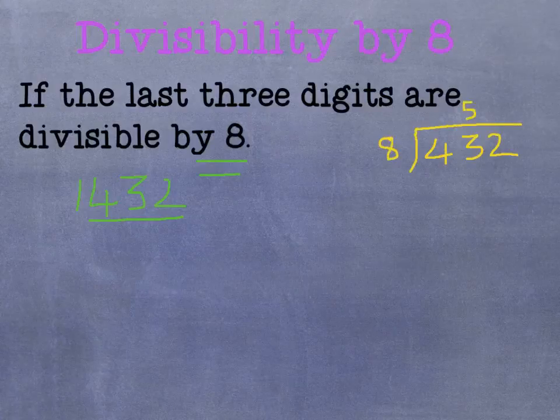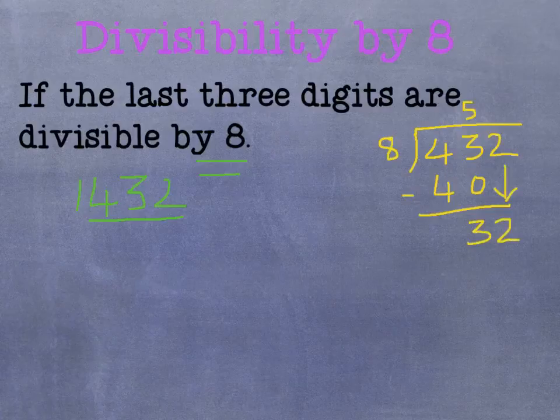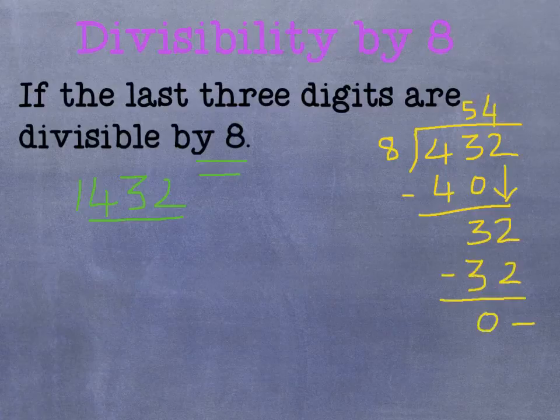8 times 5 is 40. On subtracting, I get 3, bringing down 2. 8 times 4 is 32. Subtracting, I get 0. So I can conclude that 1432 is divisible by 8. But let's just check it out.